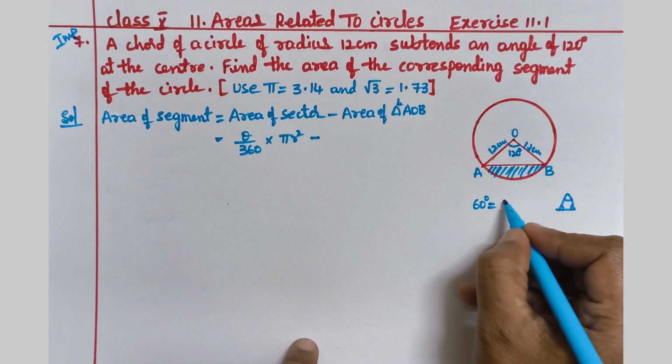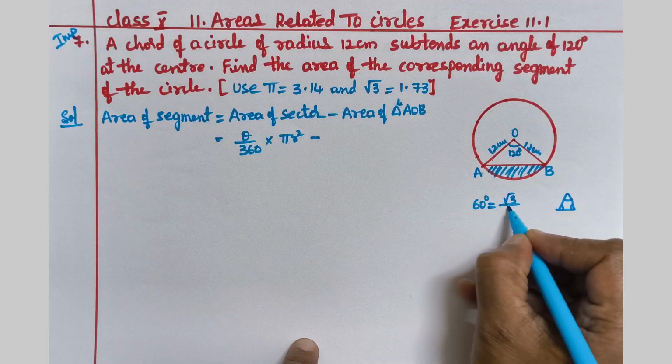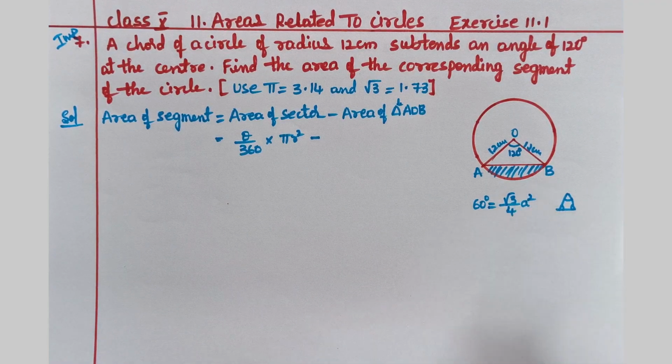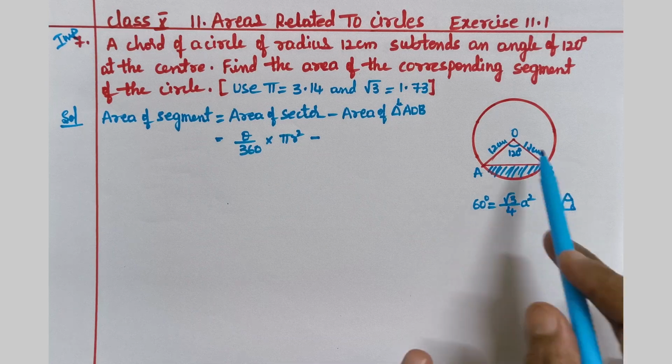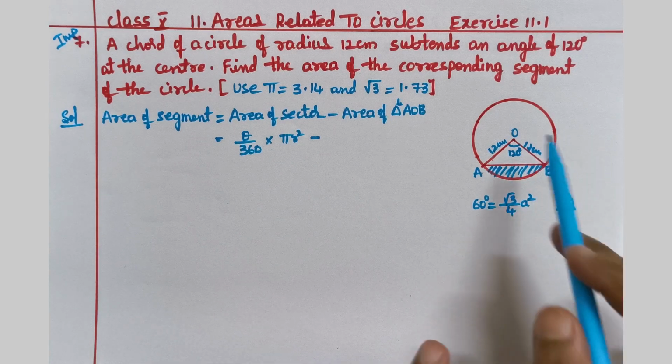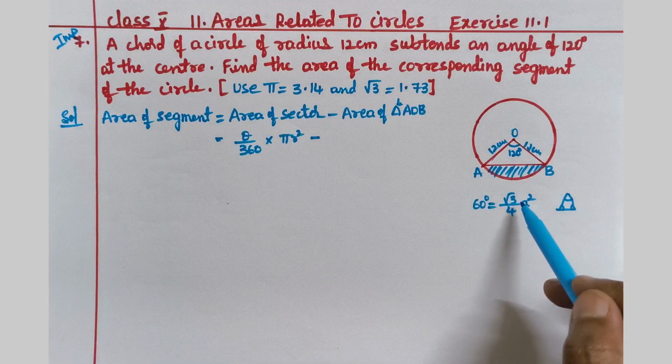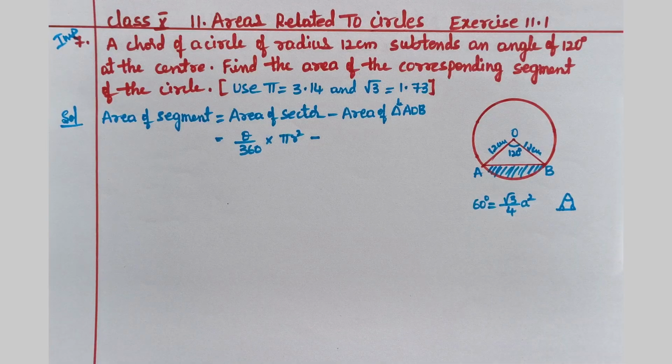For an equilateral triangle, which formula will you use? Root 3 by 4 a square. We already did this in earlier videos. So if the center angle is 60 degrees, the triangle is equilateral, and we use root 3 by 4 a square.